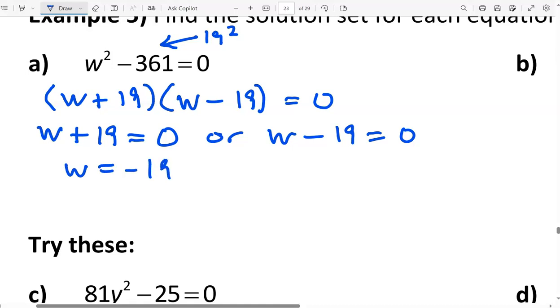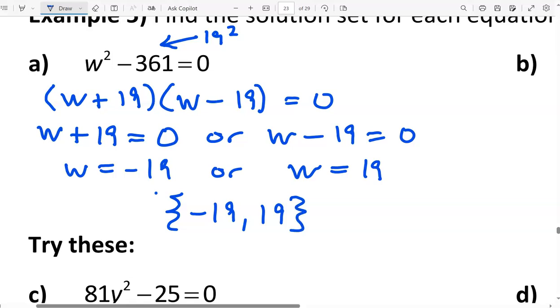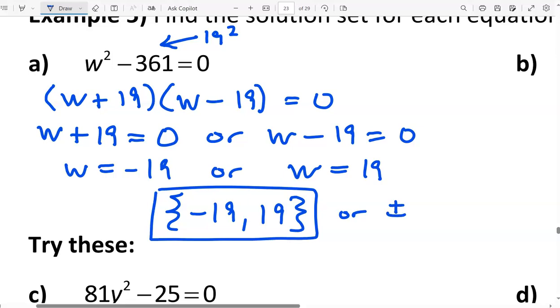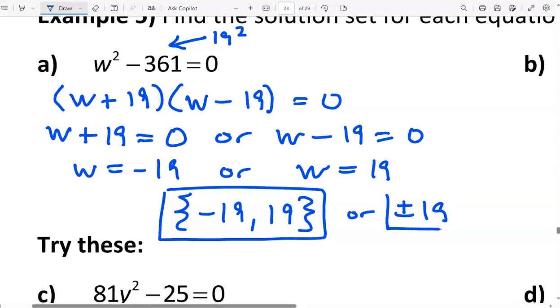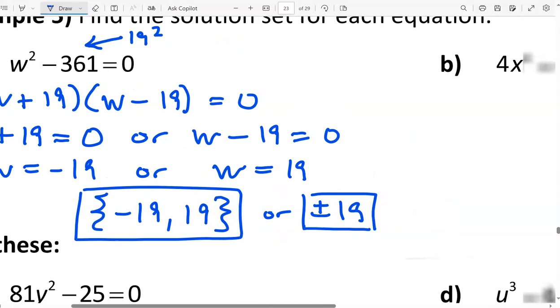Subtracting 19, adding 19. Our solution set includes two opposite numbers. Now you can give your solution in that way if you want to use that shorthand plus or minus. That just means that we have positive and negative 19 as possible solutions.